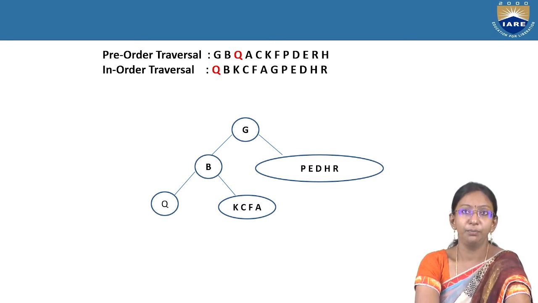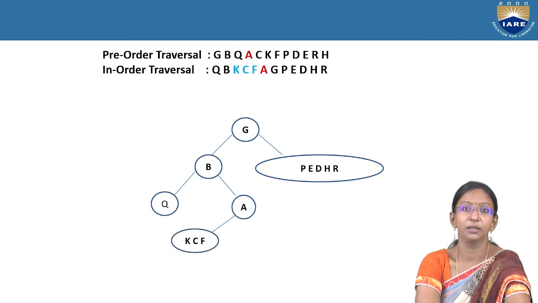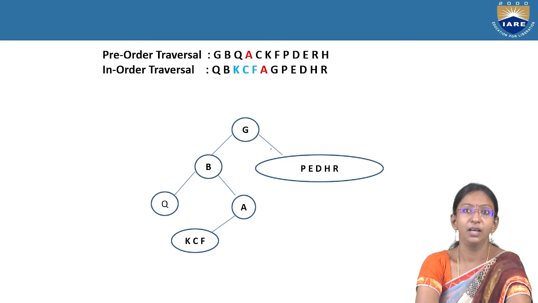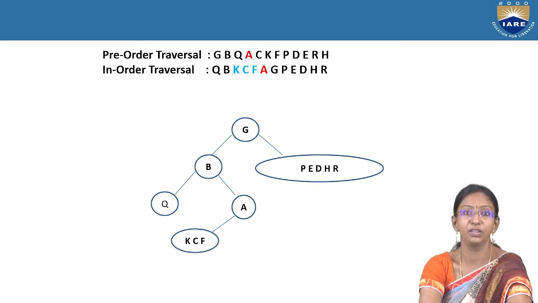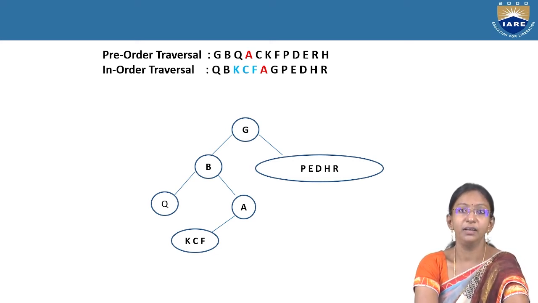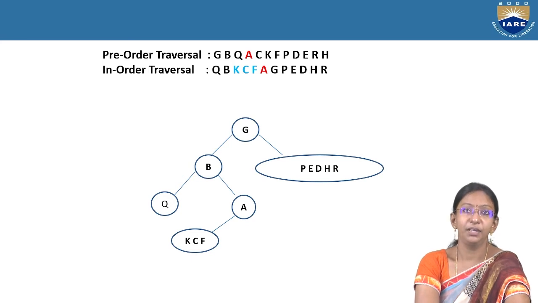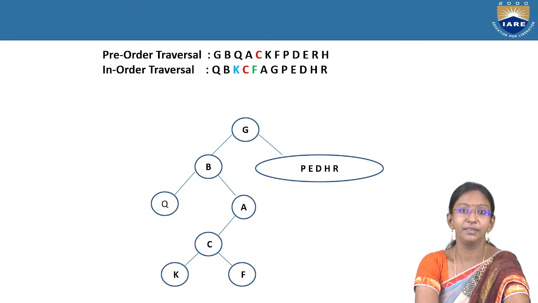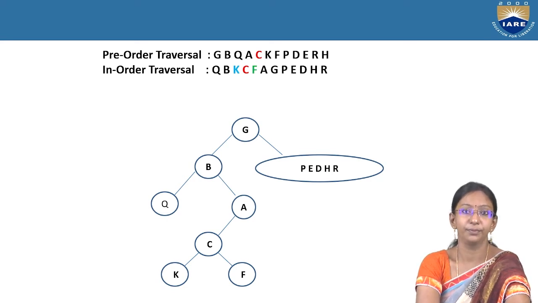The next element in pre-order is A. Coming to A, its left side is K, C, F. They will be the left child. And the right child, you don't have a right child because G is the boundary line. G is the root of this tree. Right? Good. Next element in your pre-order is C. The left is K and the right is F.